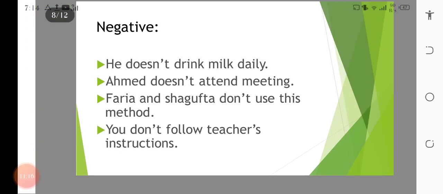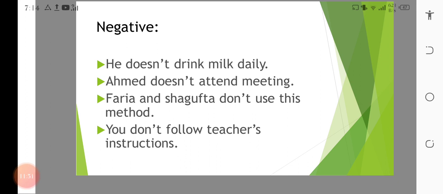Example of negative. He does not drink milk daily. Here I have used does not. Why? According to rule number 2, when we use he, she, it, and a singular subject plus third person, we will use does not. Second example, Ahmed does not attend meeting. Here I have used a singular subject.